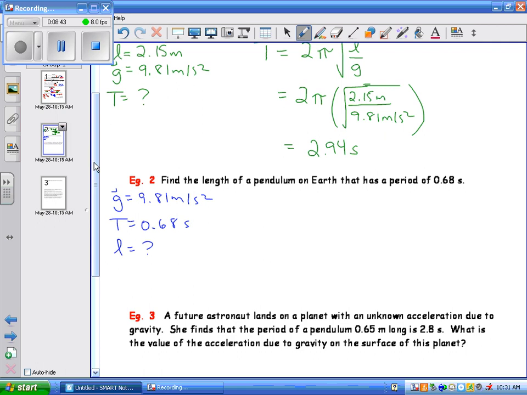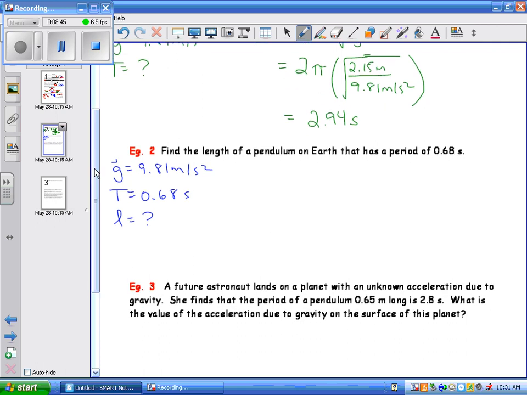Okay, so we want to do a little bit of algebra here. This is probably one of the harder formulas you're going to have to rearrange for. When we get to Doppler effect, that's a tough one as well. So we're trying to get L by itself, right? The first thing I'm going to do is divide both sides by 2 pi. So I get T over 2 pi equals the square root of L over g.